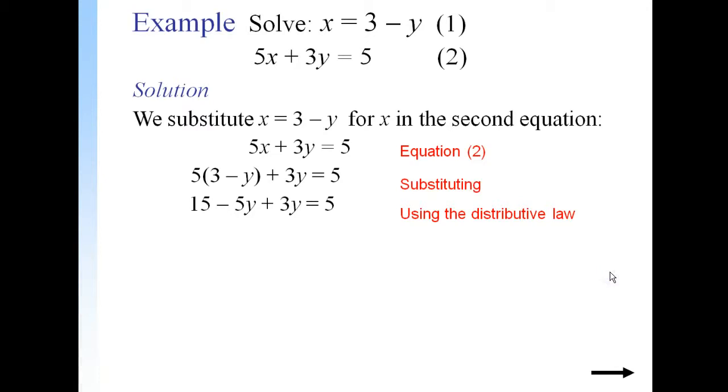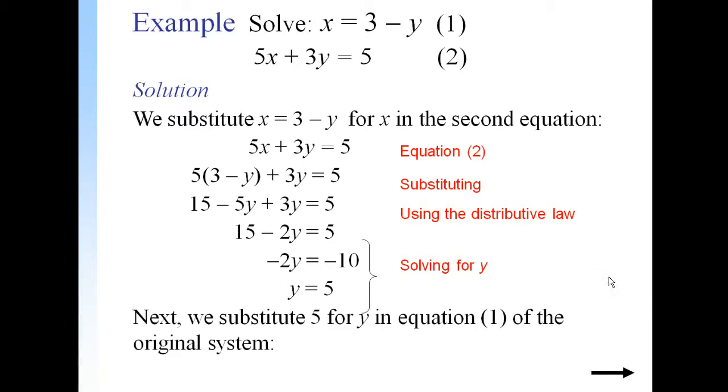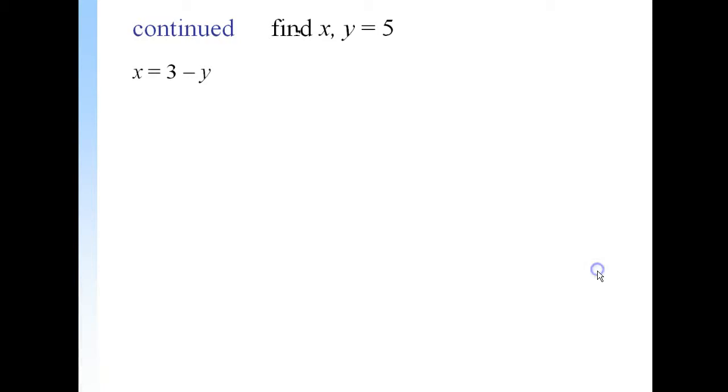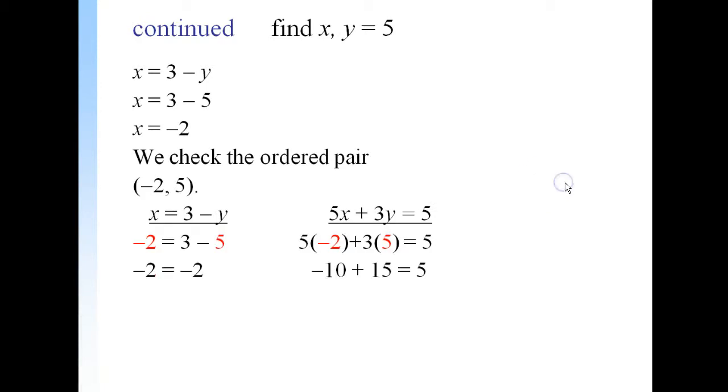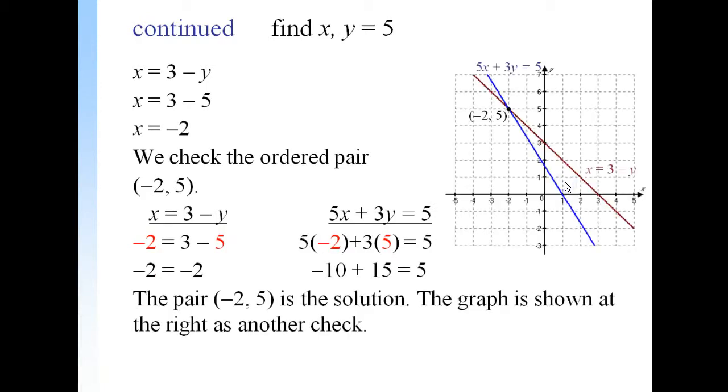And there's our substitution, our distribution, collecting like terms, solving for y, and we get y is 5. Putting that in the other equation, there's my 5. I get x is a negative 2. And I check it, and it checks out well. And if I were to graph these two equations, this is where they would intersect, right on the grid line.